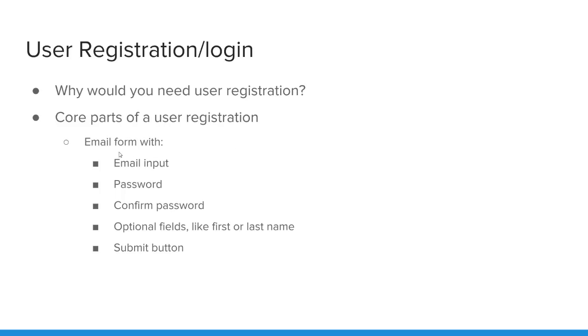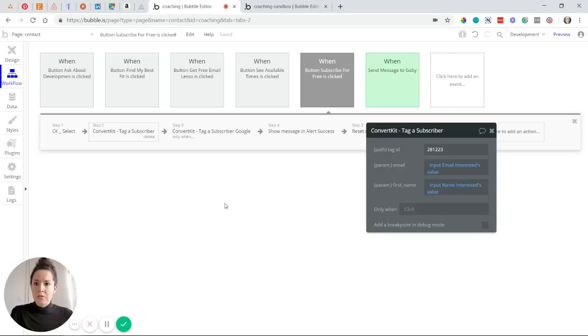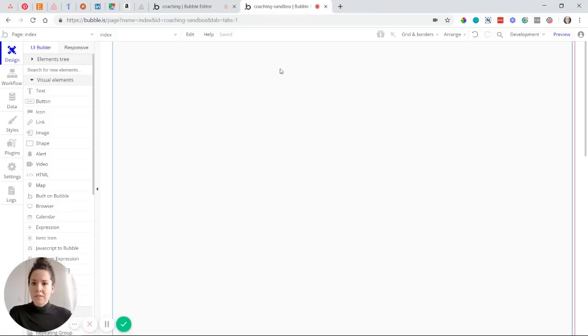We're going to create a simple registration form with an email address, a password, a place to confirm your password. And I'll show you that you can add in whatever custom things you want. And then a button to kick it all off and trigger that workflow. So I'm going to switch over to my other app here. So this is a blank app. You can see on my page, total blank canvas, nothing going on. I haven't designed anything yet.